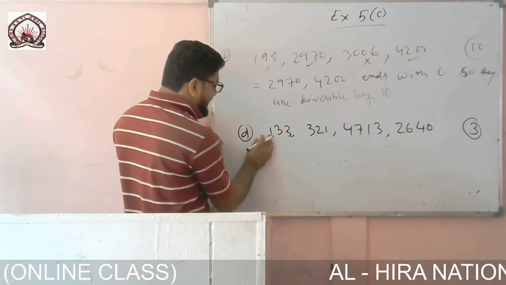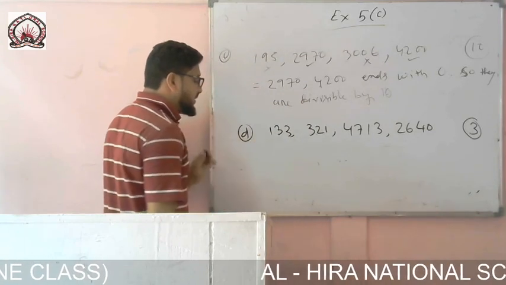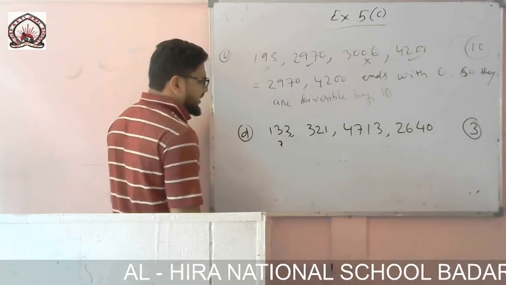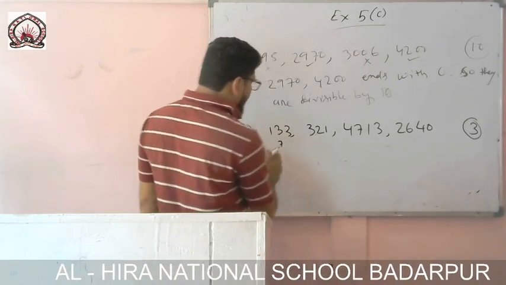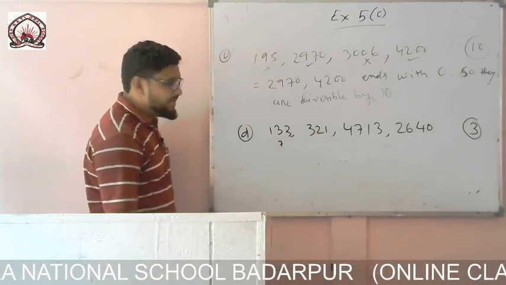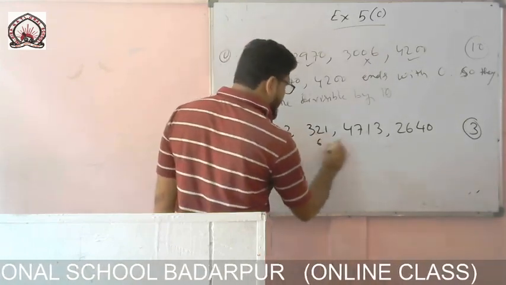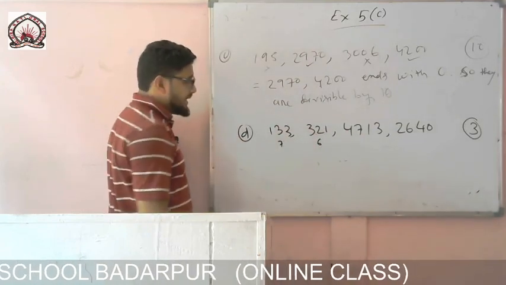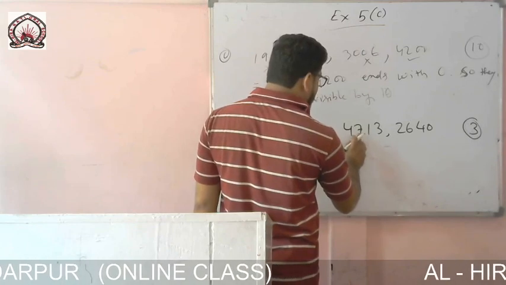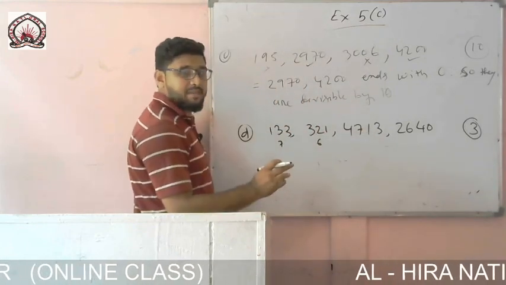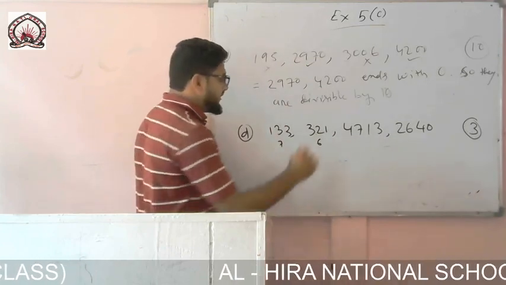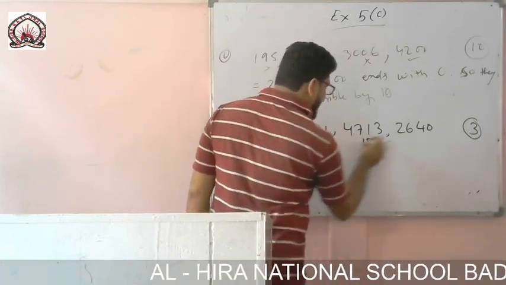Here what comes? 1 plus 3, it is 4. 4 plus 3, it is 7. Here coming 7. So it is not divisible by 3. 3 plus 2, it is 5. 5 plus 1, 6. So it is divisible. Now come to that one. 4 plus 7 is 11, plus 3 is 14... 4 plus 1, 5. It is 15. So it is also divisible.